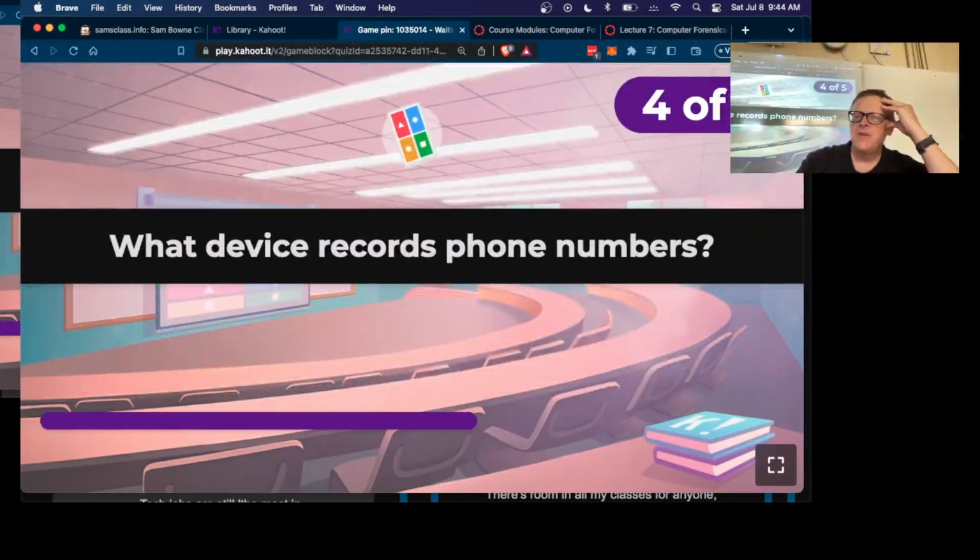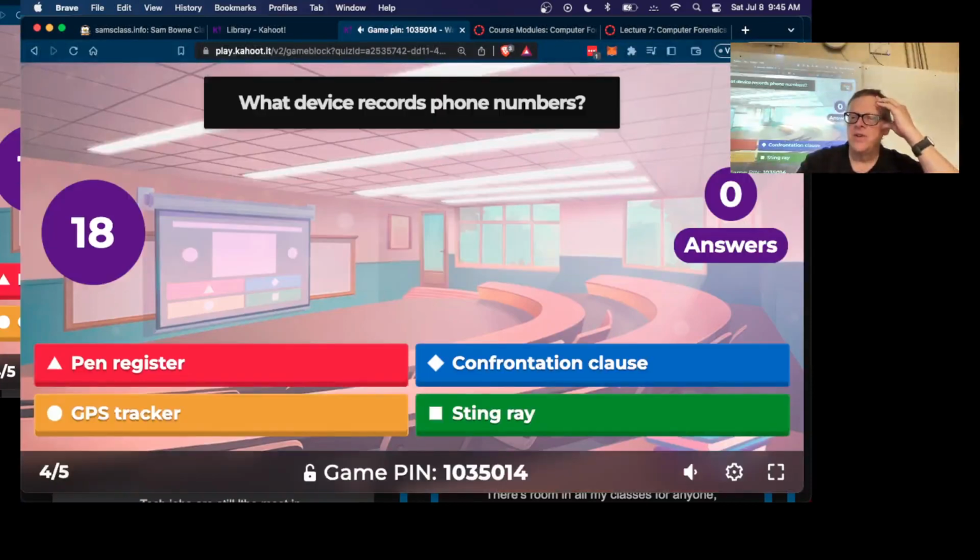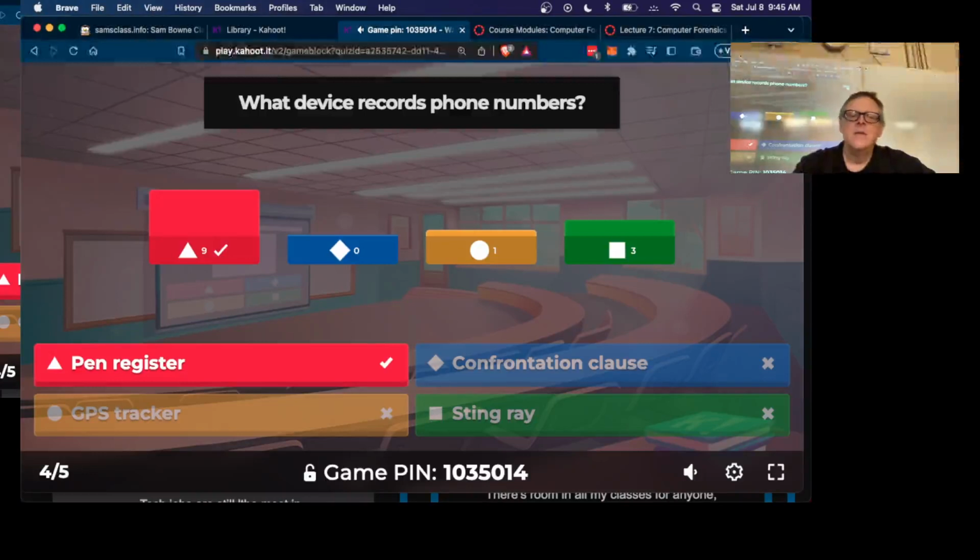All right, so which device records the phone numbers of calls as you make them? The pen register does that. The Stingray does much more. Stingray actually intercepts the sound of the phone call, but the pen register just records the phone number and the time of the call.